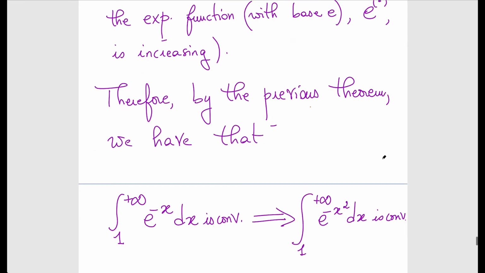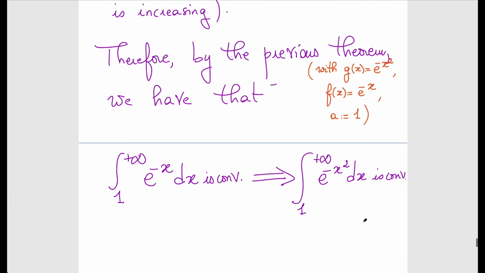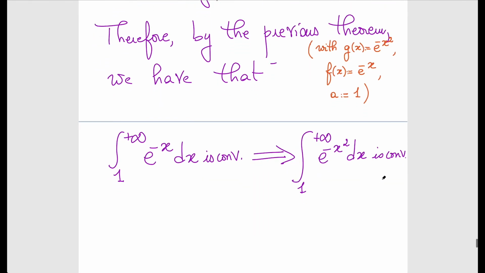So by the previous theorem, and let's be very clear, with g of x, which is the smaller, the bottom one, so e to power negative x squared. f of x is the top one, which is e to power negative x. And little a, which is 1 in this context, correct? So this is why you see from 1 to infinity. Okay? So I infer that this is convergent provided this is convergent.